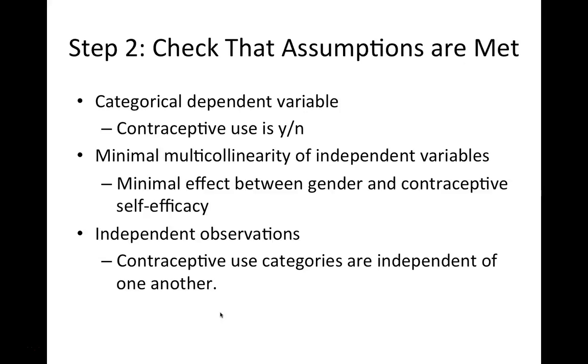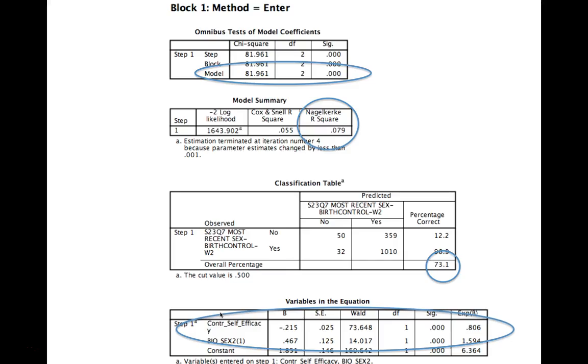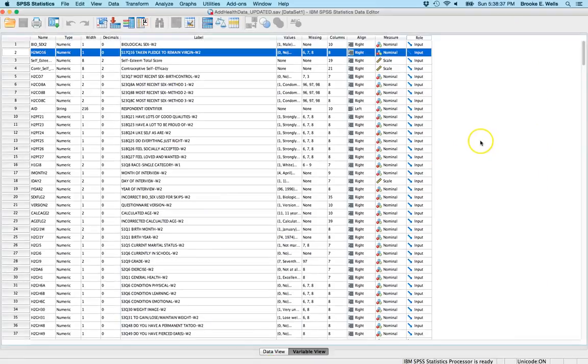So people can't be both yes and no in contraceptive use. So then we'll conduct the test. This is what this looks like. We'll come to the results. I'm actually going to switch over to SPSS now and run through this example.